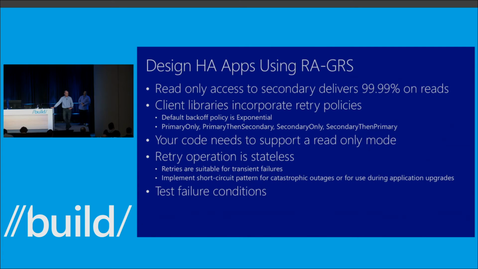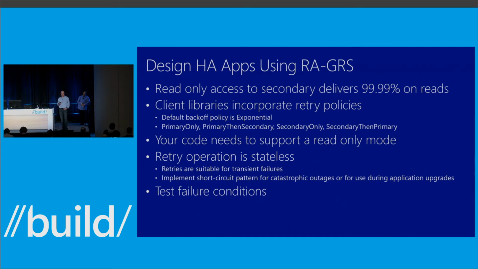We have a default algorithm, which is exponential backoff. And what this means is that the client library allows you to specify primary, then secondary as its retry policy. It will first try a read or an operation on the primary. If that fails, it'll then go to the secondary. Which is a very useful way for dealing with transient faults in particular. So the retry operation is stateless.